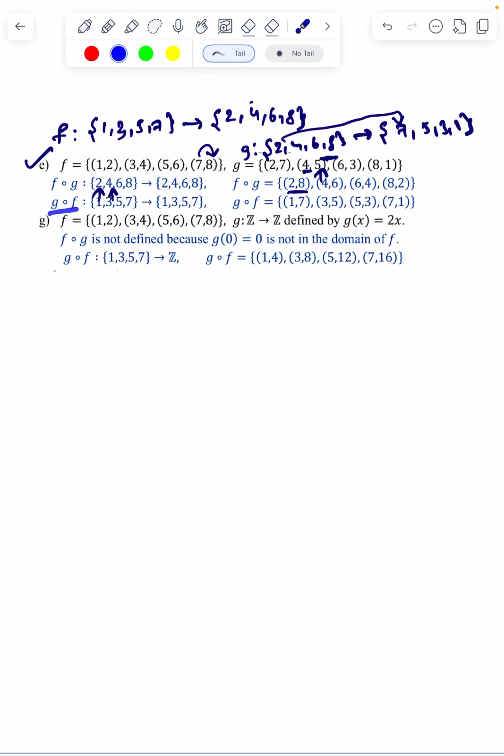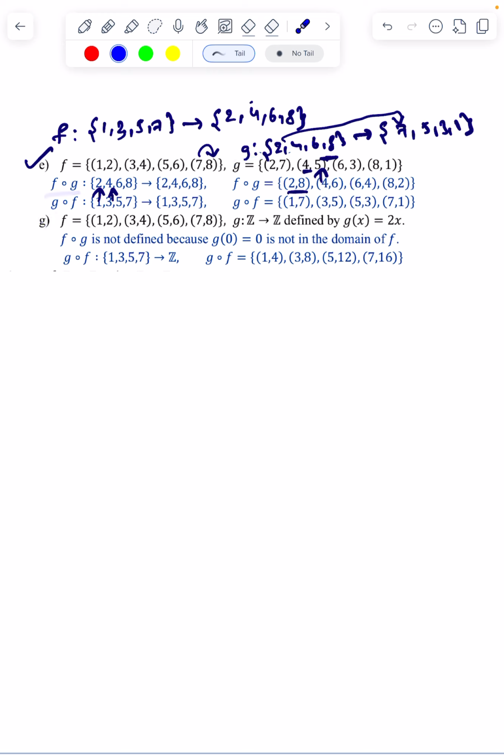Similarly, we can check whether g circle f is defined or not. See, the f codomain values are 2, 4, 6, 8, which are a subset of the g domain values. Yes, 2, 4, 6, 8, the same elements. So the codomain of f is a subset of the domain of g. Okay, it is also a defined function.